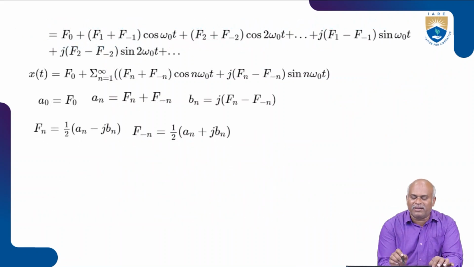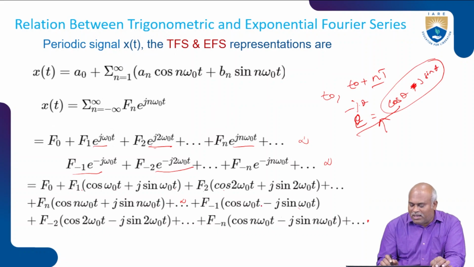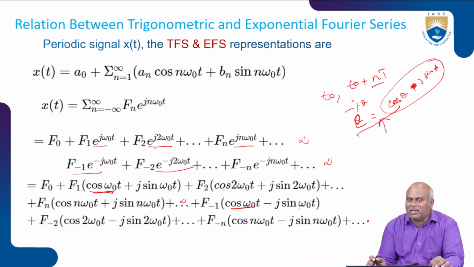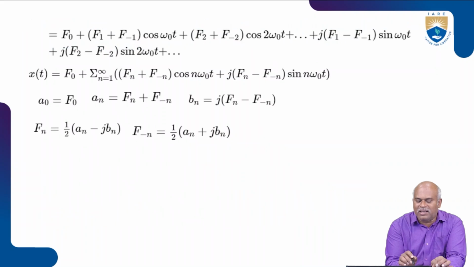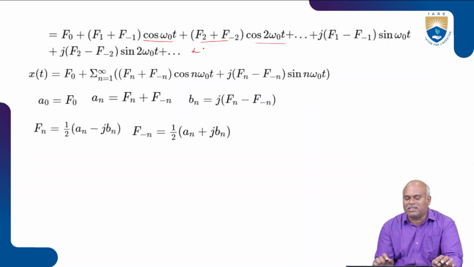So I should write f0 plus f1 plus f of minus 1. The cos term here is the same as here; these two cos terms are similar. I take out the coefficient f of n plus f of minus n for cos n omega 0 t. So here f0 plus f1 plus f2 coefficients I take out. Then the common term is cos omega 0 t. Like that I write all the terms up to infinity.